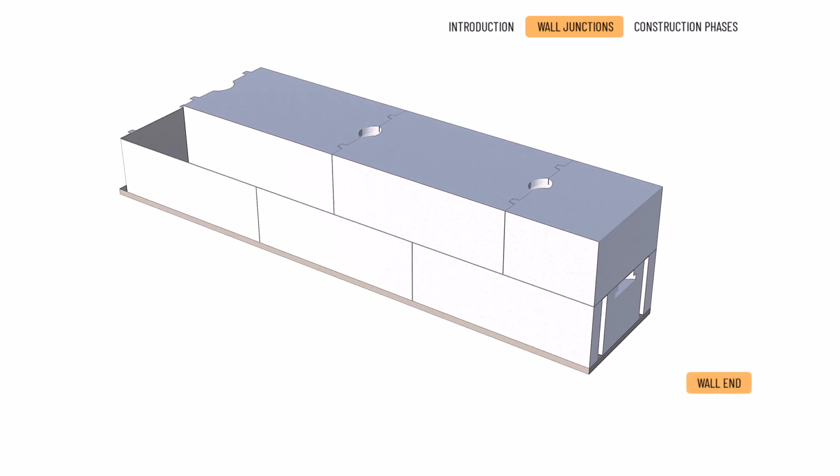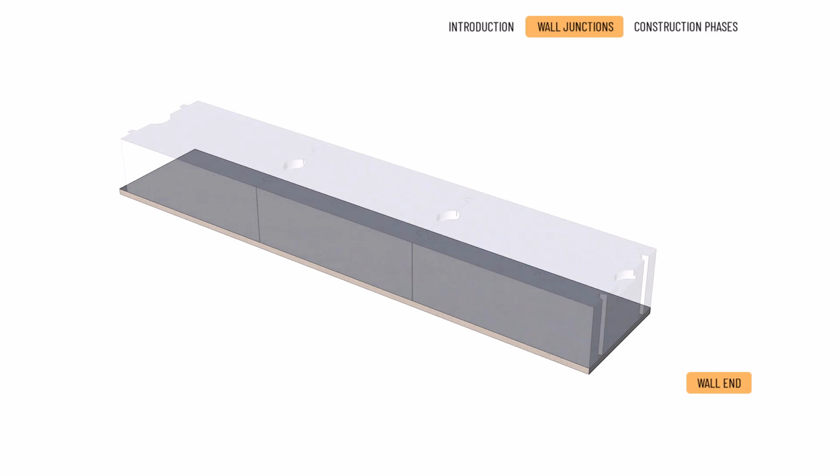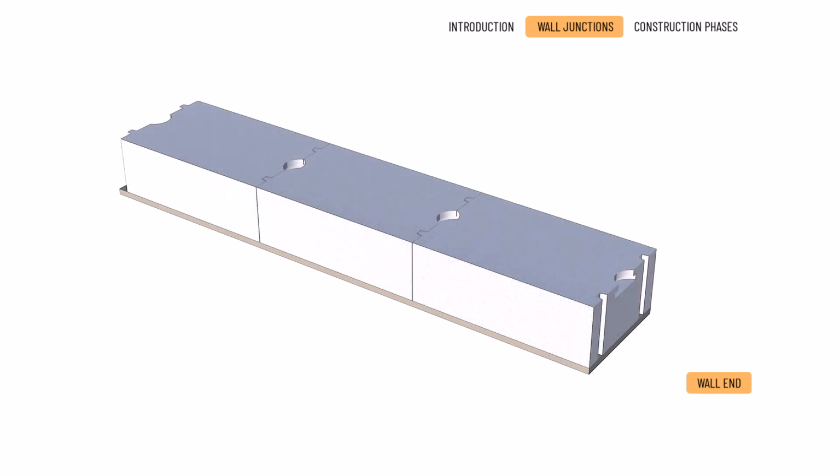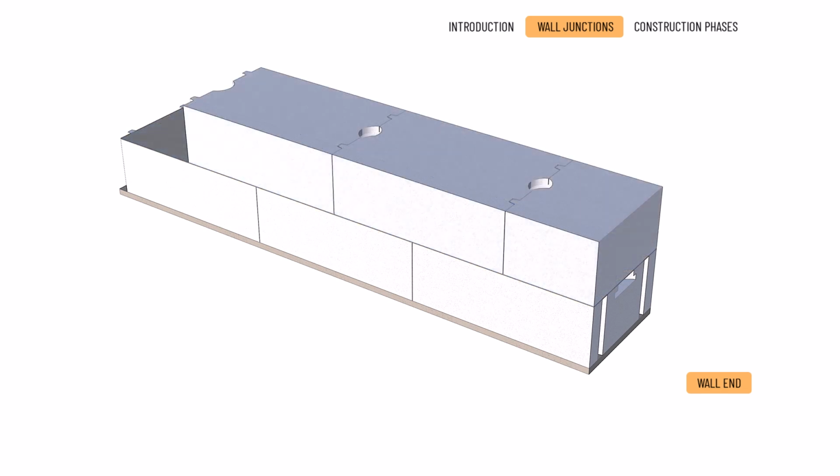Wall end. When forming the wall end, we also start with a whole block in the first course. In the next course, place a cut block on the wall end by the block bond plan. As previously planned, the cut blocks will be half, that is 30 centimeters.